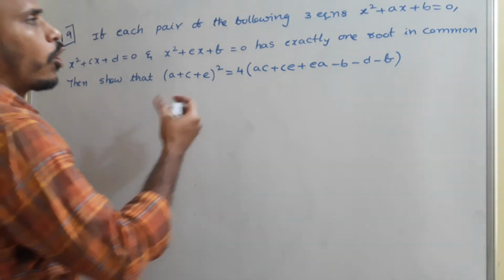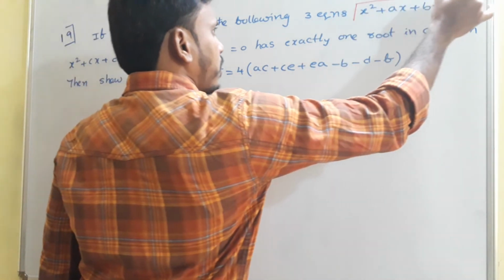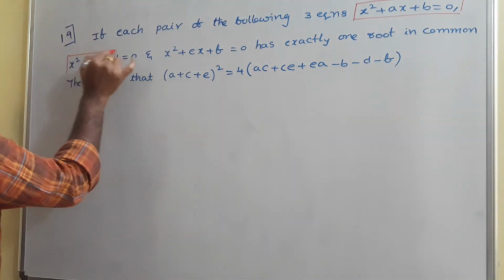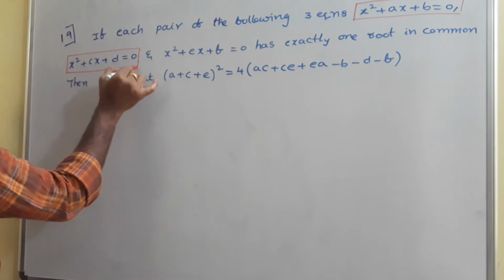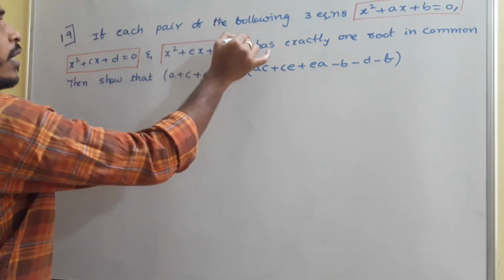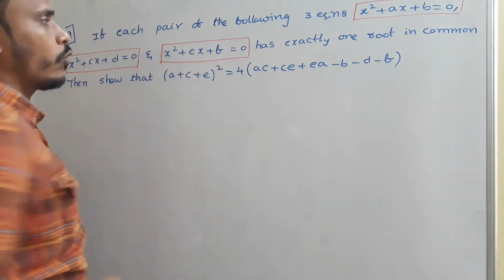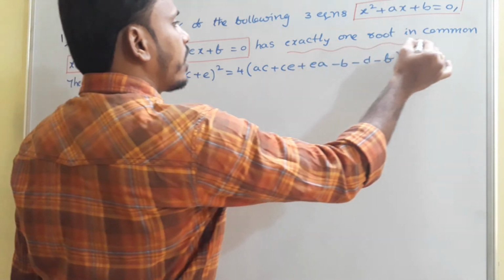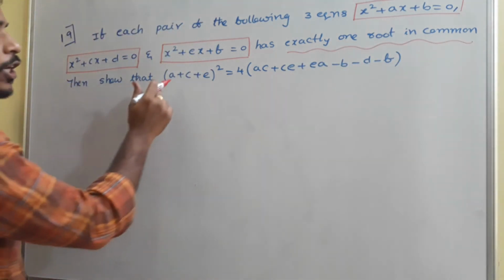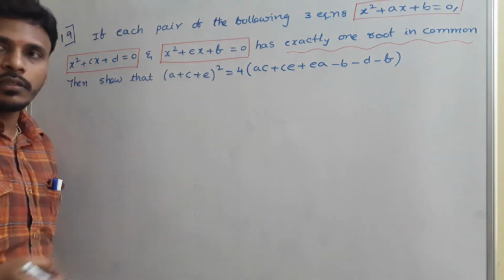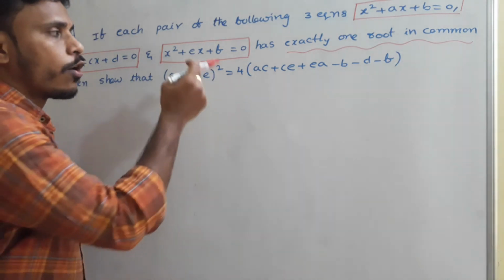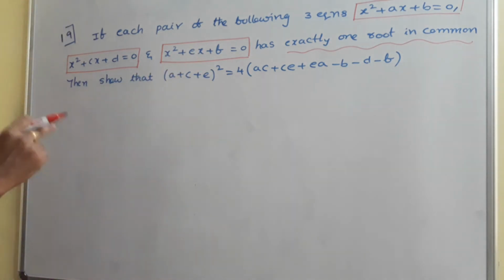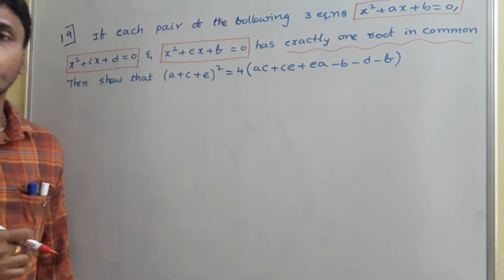If each pair of the following three equations, one is x square plus ax plus b is equals to 0, and the other equation is x square plus cx plus d is equals to 0, and the third equation is x square plus ex plus f is equals to 0. As they mentioned, these three equations have exactly one root in common. Then we need to show this particular relation: (A plus C) whole square is equals to 4 times of (AC plus CE plus EA minus B minus D minus F). See, these three equations has exactly one root in common.